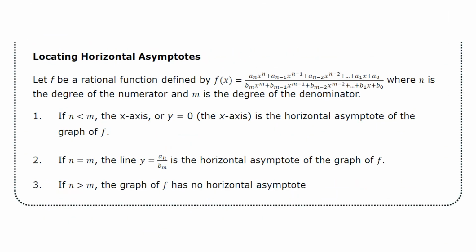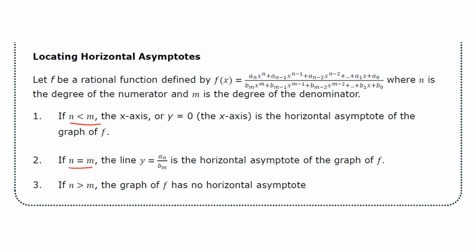We're going to let f be a rational function defined by f of x. Remember, f of x is p of x over q of x, a polynomial in the numerator and a polynomial in the denominator, where n is the degree of the numerator and m is the degree of the denominator. You use n and m to determine your horizontal asymptote. For the first one, if n is less than m, then the x-axis, or y equals 0, is the horizontal asymptote of the graph of f.